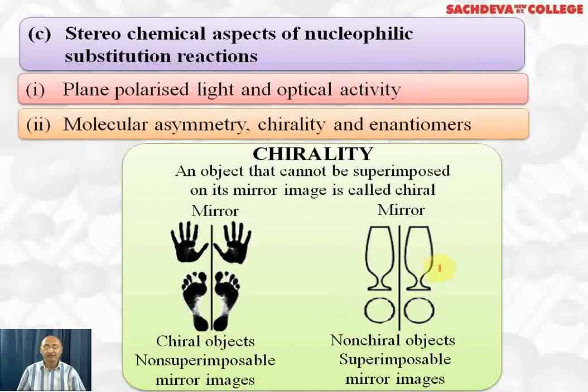Here we have mirror images of each other, but they are non-chiral, symmetrical objects, and they are superimposable mirror images, so they do not show optical isomerism.